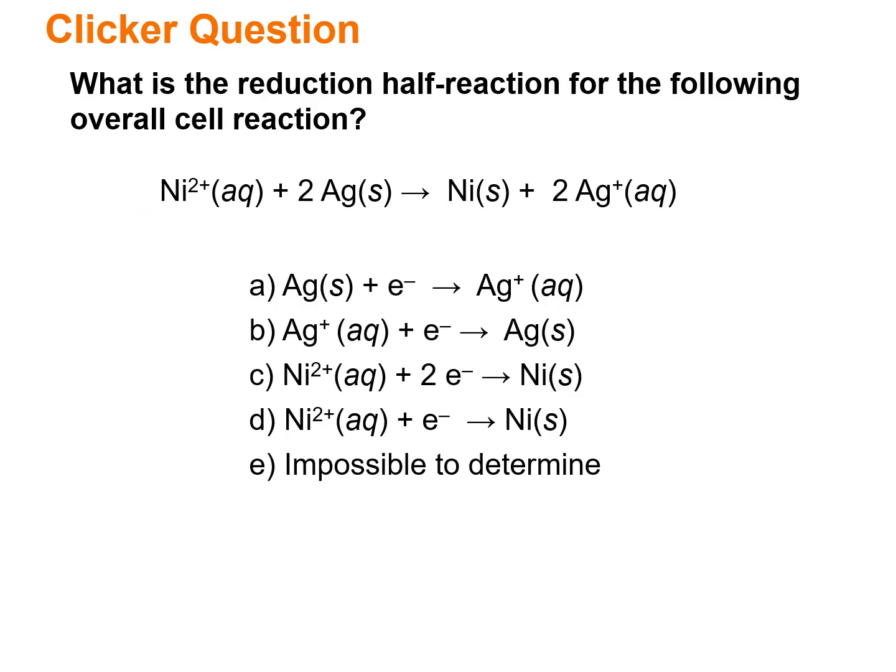So in this particular reaction, it says, what's the reduction half reaction for the overall cell reaction? And so reduction is gain again. And so what is gaining electrons? Well, if we look at the nickel, it's going from 2+ to a solid, and so it must be picking up electrons. If we look at the silver, it is going from silver to silver plus, so each silver must be losing an electron. And so if we're looking for the reduction half reaction, I'm going to say it should involve the nickel 2+ to nickel, and we know that it takes 2 electrons to do that. So C would be the option we want to choose there.